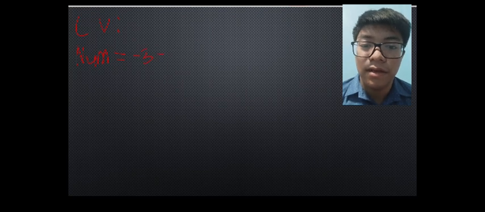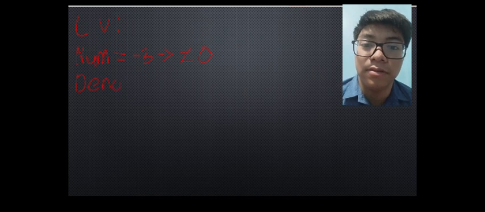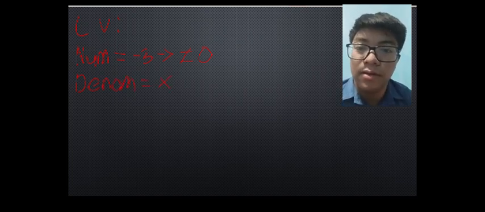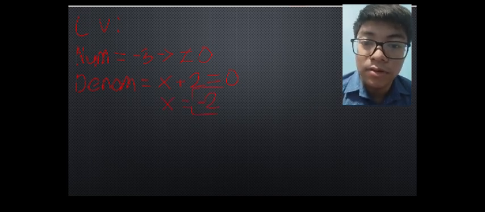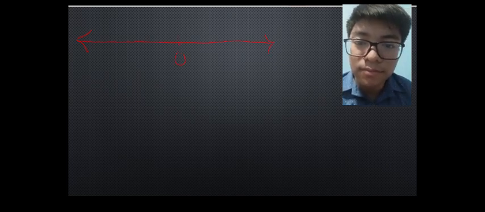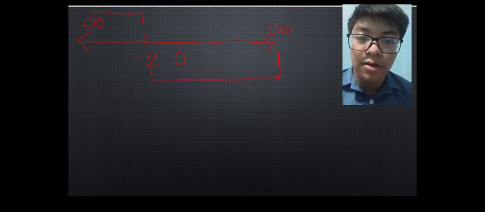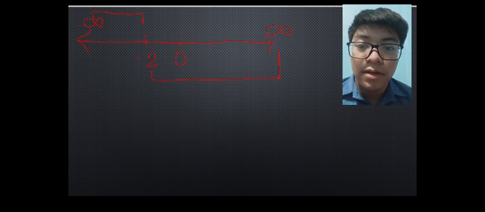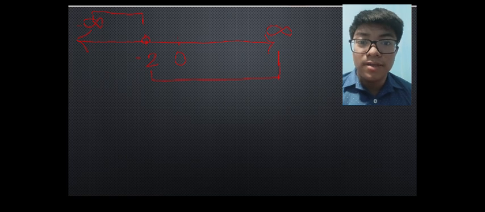Where can the sign change? Our numerator can never be 0. So when our denominator is equal to 0, which is x plus 2 equal to 0, our x is negative 2. So that's our only critical value. Now, let's draw our number line. Put an open circle at negative 2 because the denominator is equal to 0 there, it's excluded. Oh yeah, the denominator is always excluded, okay?